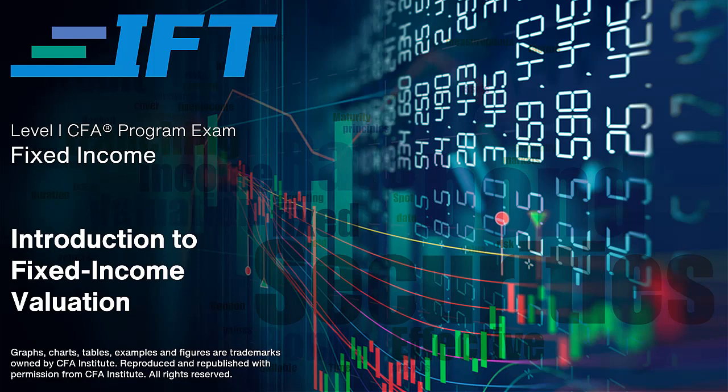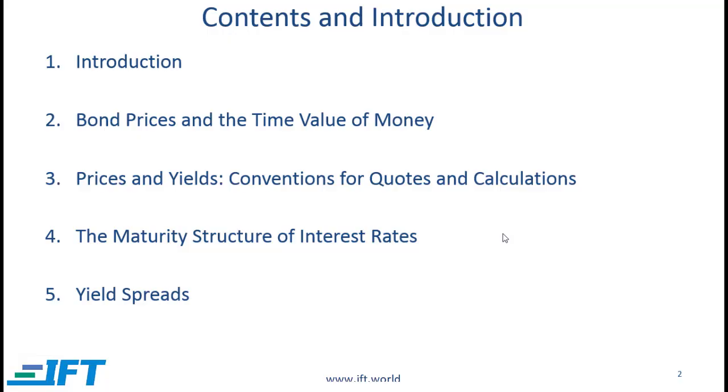In this lecture, we will go over the CFA Level 1 reading on fixed income valuation. Here are the topics we will cover: bond prices and time value of money. Here we will learn how to price a bond using time value of money concepts. Section 3 deals with conventions for quotes and calculations. Here we will look at the conventions for long-term bonds, money market instruments, and so on.